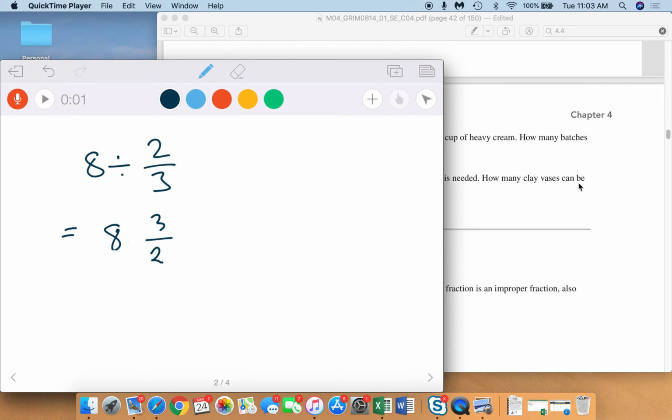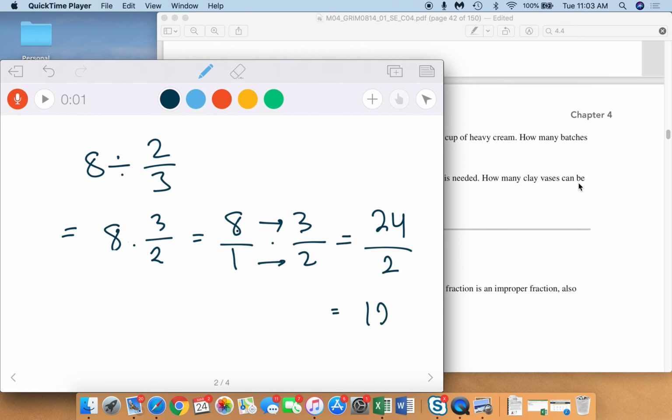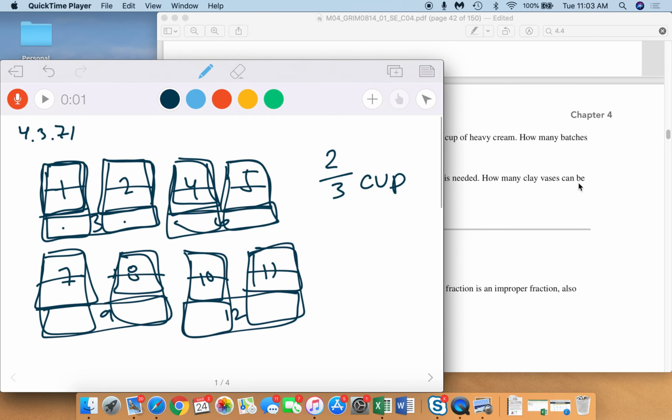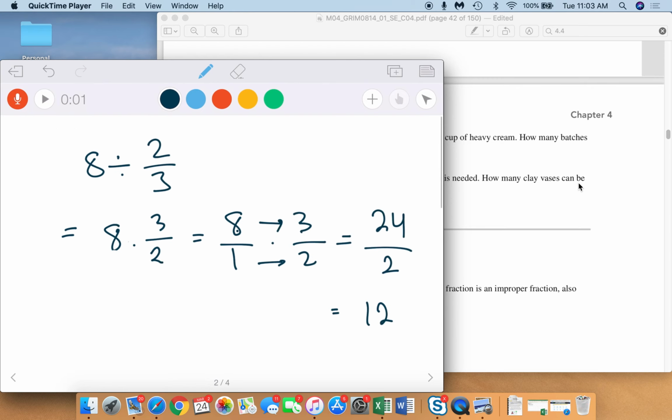Let me erase those little parts, sorry. So now when we multiply, it's the same thing as saying 8 over 1 times 3 over 2, and we just multiply across. So we have 8 times 3 is 24, and 1 times 2 is 2. Well, remember a fraction is just division, so what's 24 divided by 2? Or how do we simplify that? 24 divided by 2 is 12. And remember when we did our little picture here, we found out that we could make 12 batches. So here's the picture, but here's how you do the math.